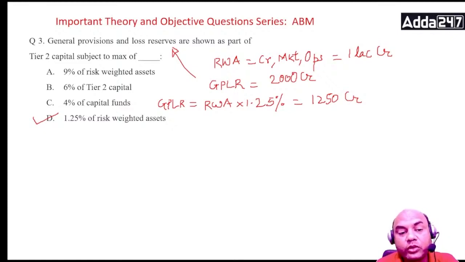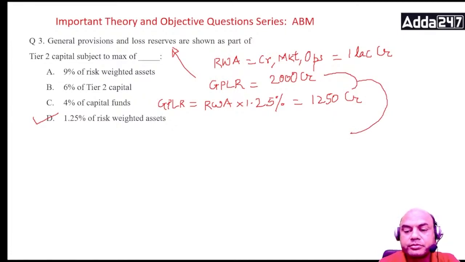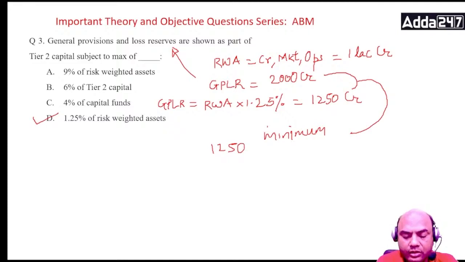Here it is given only subject to a maximum of this, but it's not that. The answer is this or this, minimum. So what does it mean? Here I'll be taking 1250 as my figure. I'll be taking 1250 as my figure in the numerical.